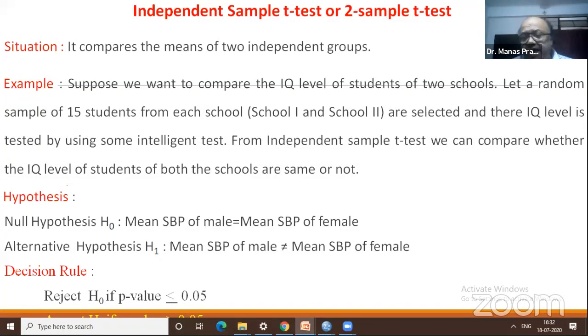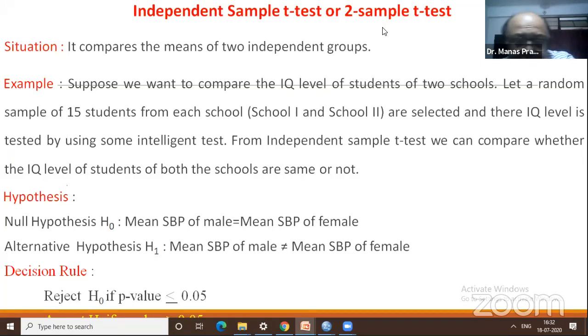So I calculate the IQ level of the selected sample of both the schools with the help of an intelligence test. From the independent sample t-test, we can compare whether the IQ level of students of both the schools are the same or not. So here, what will be my null hypothesis?